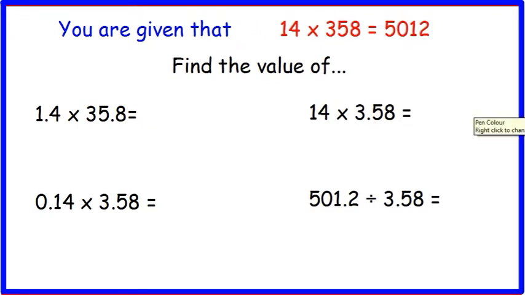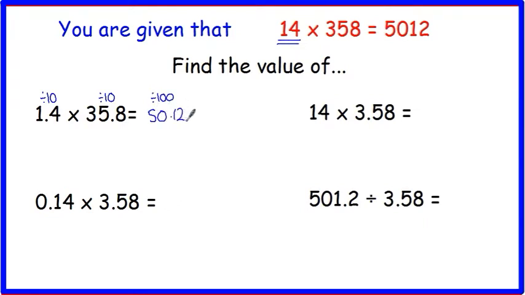One of them is to look at this and look at this. This is divided by 10, so this is 10 times smaller than that. This to this is also divided by 10. So your answer is going to have the same digits as this in it, but it's going to be divided by 100, which is going to be 50.12.